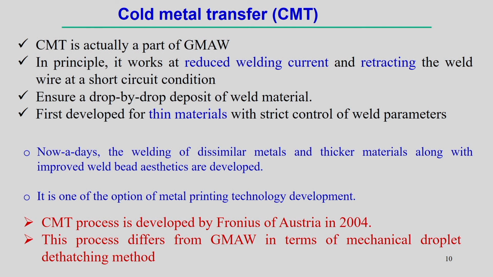At first, cold metal transfer was developed to handle thin material with strict control of the weld parameters. Strict control of the weld parameters means the droplet transfer normally happens over a narrow range of weld parameters. But now the advancement of this metal transfer is done in such a way that welding of dissimilar material, even very thick material, along with very good weld bead aesthetics, can be achieved using this kind of metal transfer.